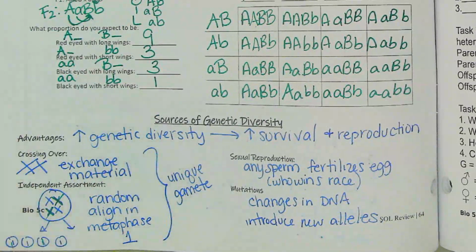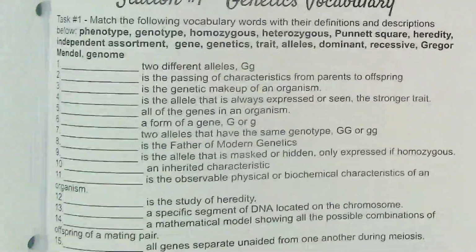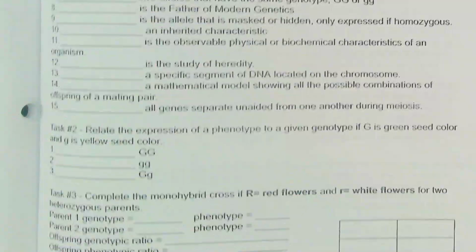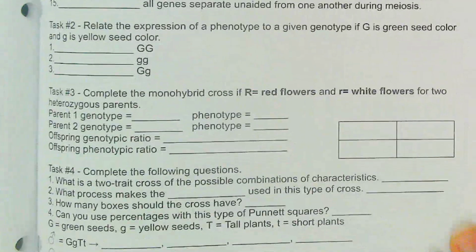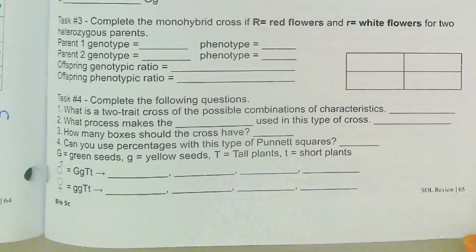So what are you doing today? Your last set of stations. Task 1 is vocab. Task 2 is genotype to phenotype. Task 3 is monohybrid. Task 4 is dihybrid.